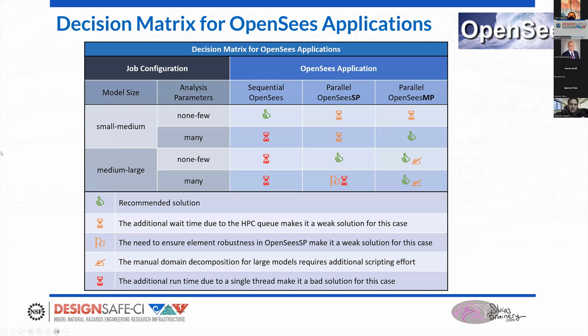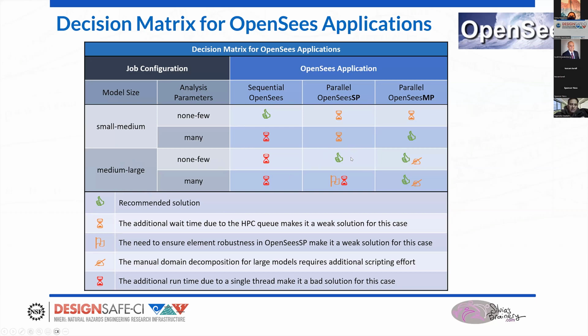Same thing with a larger model. Of course, this is all relative. And then for a large model, it depends on if you have very few analyses cases, definitely go with SP. It's just so much easier to use, and it does everything for you. And if you don't need to run sequentially, and you can just run a few instances of it anyways, it may actually be, it is the recommended way to go.